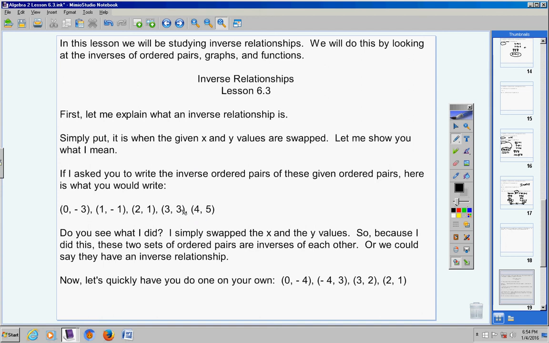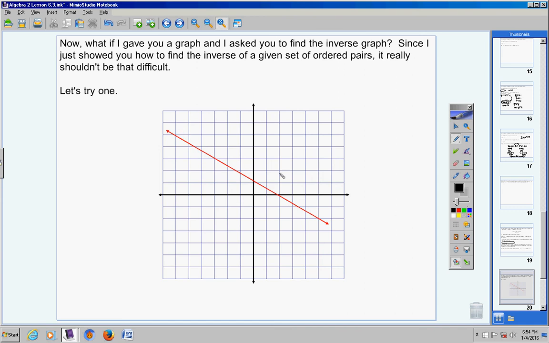I expect you to be given sets of ordered pairs, and you write the inverse of these ordered pairs. We did that earlier in the video. I expect you to be able to take a graph and do two things. Predict whether the inverse graph is a what? Function. And how do you do that? Horizontal line test. And I expect you to be able to find the inverse graph of a given graph. So you find some ordered pairs, swap them, plot them, and draw the graph.